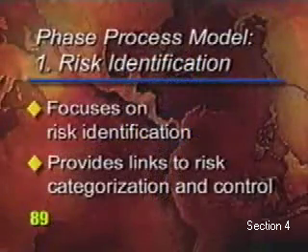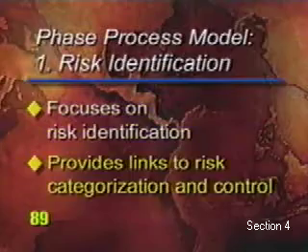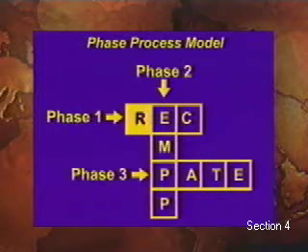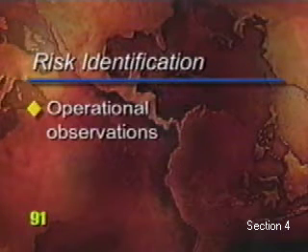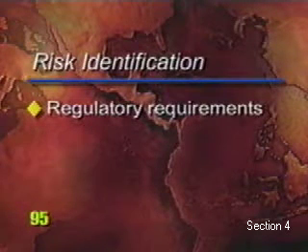The phase process model is comprised of 3 phases, the first of which focuses on risk identification and provides links to risk categorization and to risk control. In phase 1, the recognition of threats, or the capital R within the acronym REC, focuses on how we identify risk. Methodologies may include scientific studies, operational observations, historical events, personal experiences, anecdotal information, and regulatory requirements. There may be others, but these 6 will set you on your way to analyzing the risks that need to be considered when trying to optimize them for your operations.